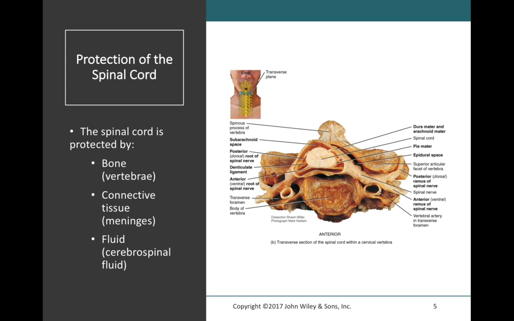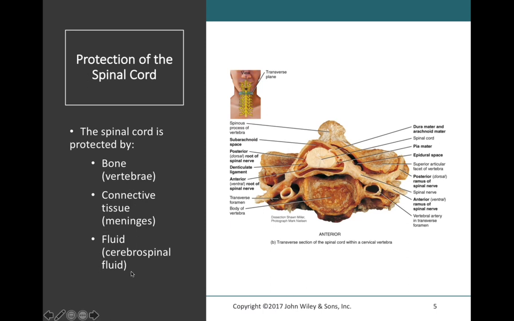But there's three connective tissue layers that make up the meninges. We have the dura mater, we have the arachnoid mater, and we have the pia mater. And each of these are connective tissue layers that has different characteristics, but they will serve a protective function for the spinal cord as well.